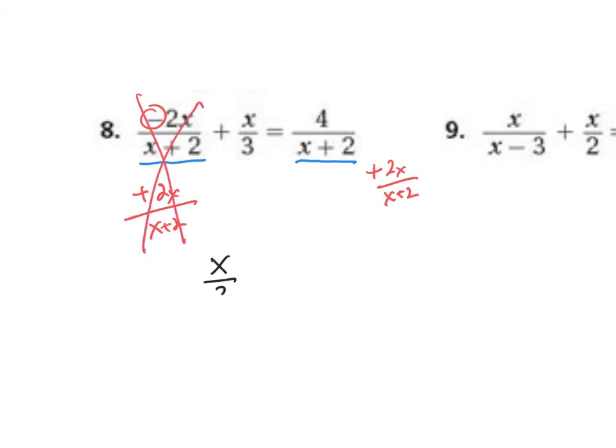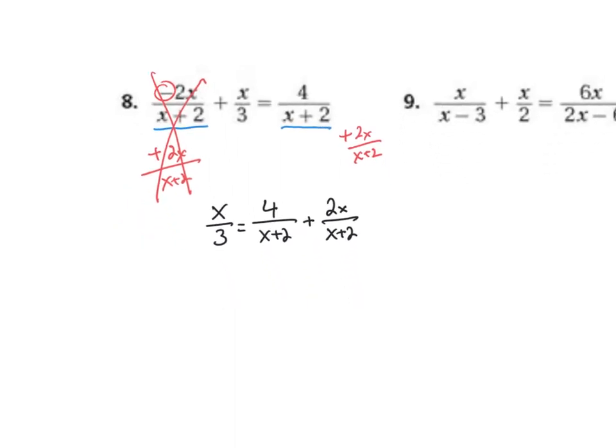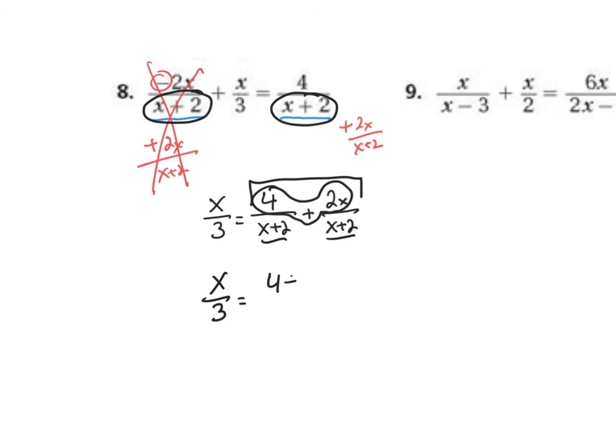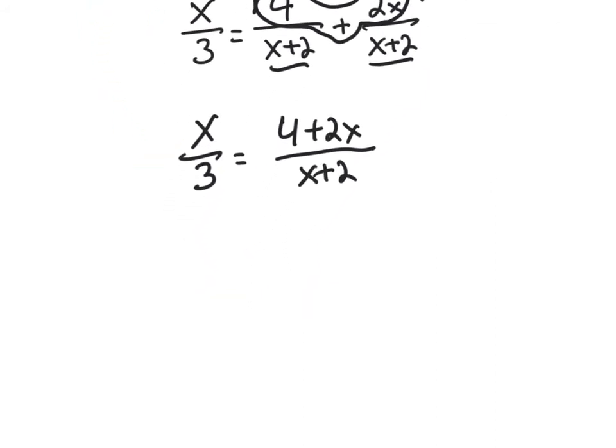So then you get x over 3 is equal to 4 over x plus 2 plus 2x over x plus 2. Now, why did I want to do that again? Because I noticed that the denominators are the same. So if I get them on the same side, I'll just be able to combine them. So this is going to be x over 3 equals, since the denominators are the same, just add 4 plus 2x over x plus 2. Remember, that's how that works. As long as the bottoms are the same, we've got groups.